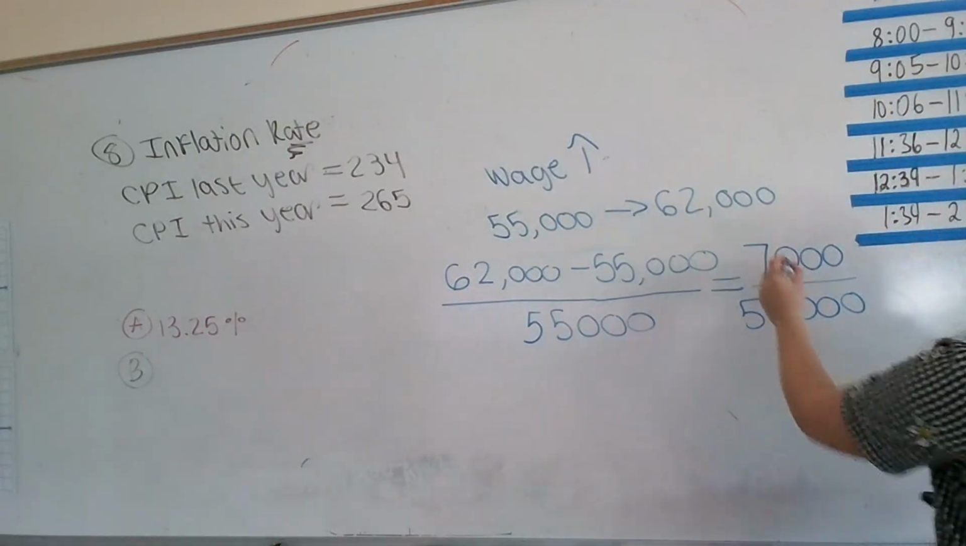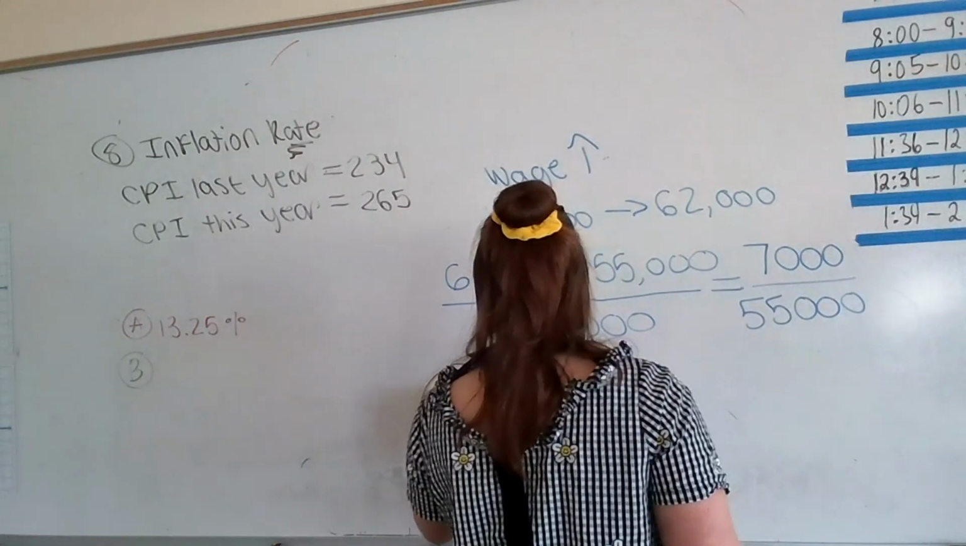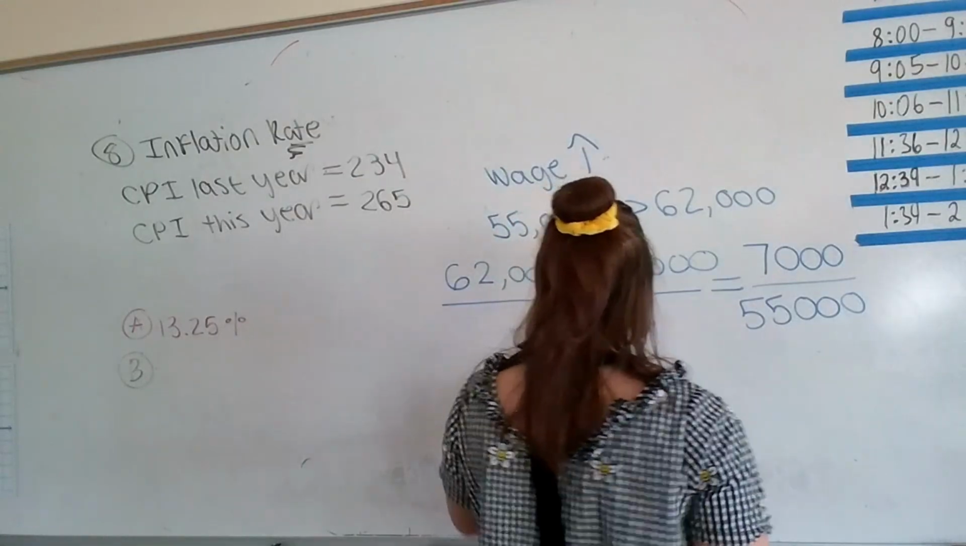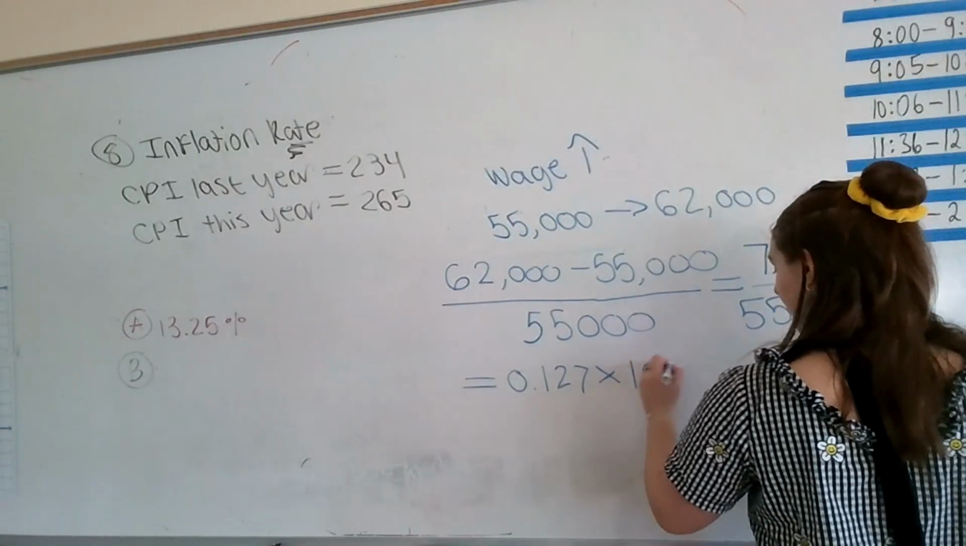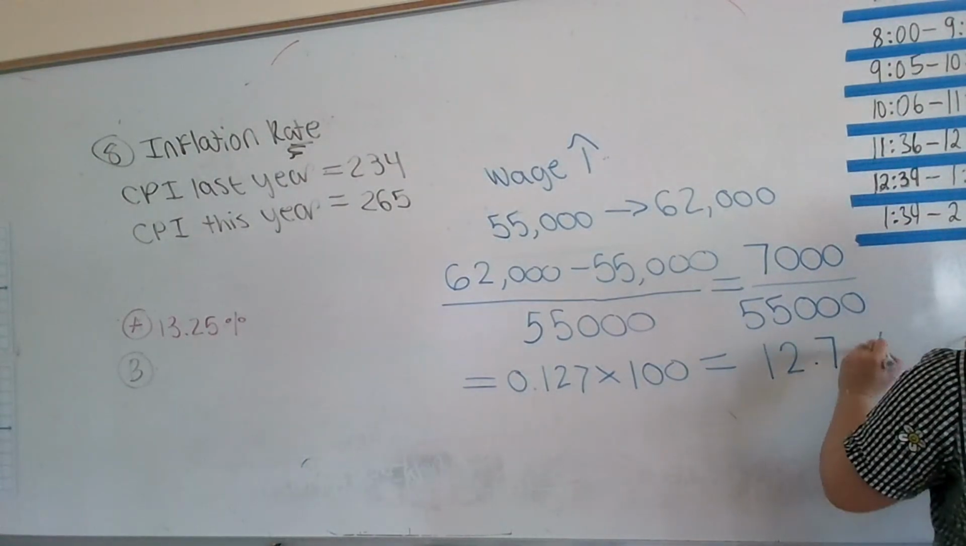We divide 7,000 by 55,000. That equals about 0.127, and we gotta multiply that by 100. So we get a percent change of about 12.7%.